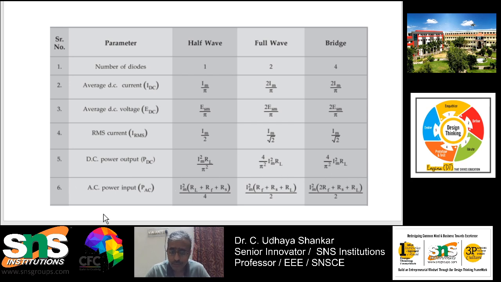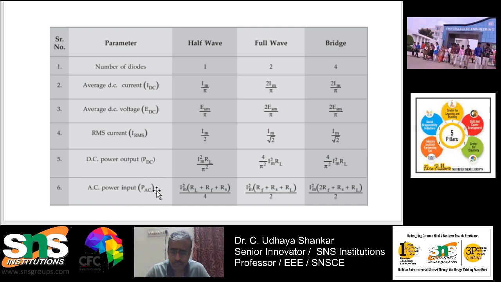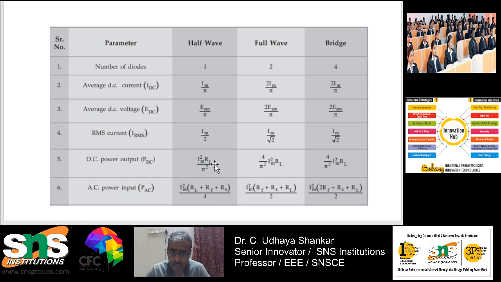Again, the AC input power: how much input am I giving? This input power and output power are needed in order to calculate the efficiency, because the efficiency formula is output by input. You have to calculate the output power and the input power, and output power by input power directly gives you the efficiency. From this expression you can see that the output power is high for both full wave and bridge configuration, because of which the efficiency should be high.